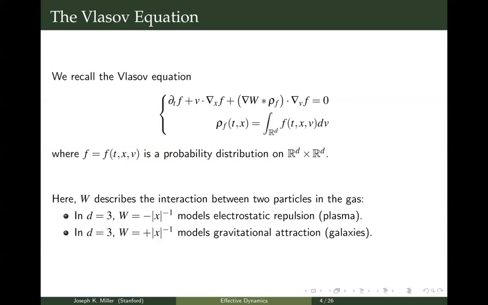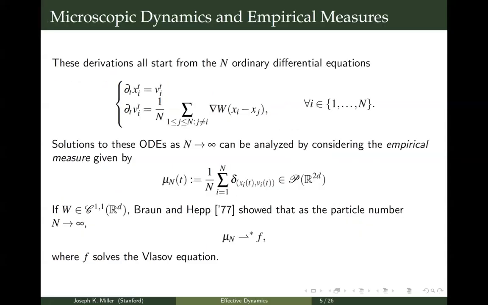So this is a very classical equation. It was written down by Vlasov and I think slightly earlier by Jeans, but in a different form for galactic dynamics. So in d = 3, the physically relevant potential is this Coulomb potential. So with a minus, it models plasmas, and with a plus, it models galaxies. Okay. So there are many different ways to derive this equation, starting from the discrete or particle level.